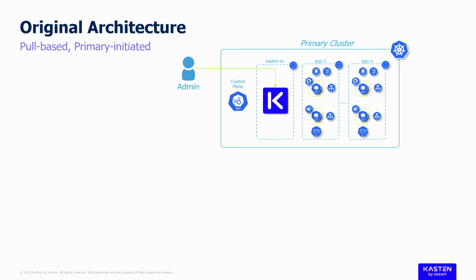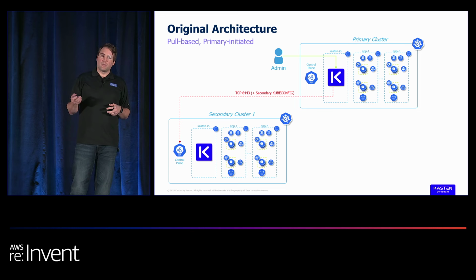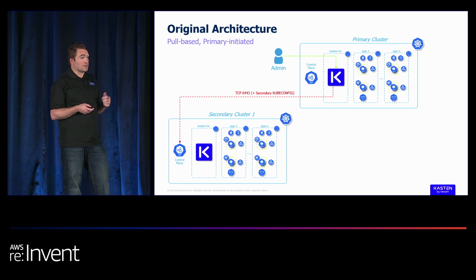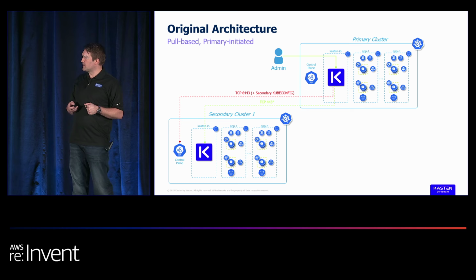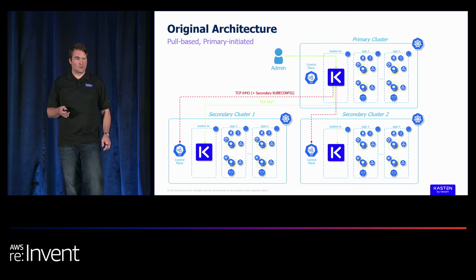Originally, when we built a multi-cluster system, our administrator would have to go in and configure the primary cluster and the secondary cluster. The primary cluster would need to be able to connect out to the secondary cluster through the API server. We would also have to configure a way to connect to K10's ingress directly as well. And you would have to do this for each of your clusters. So this turns into a lot of management at your network level between all of your clusters, because each cluster needs to be open to the primary.